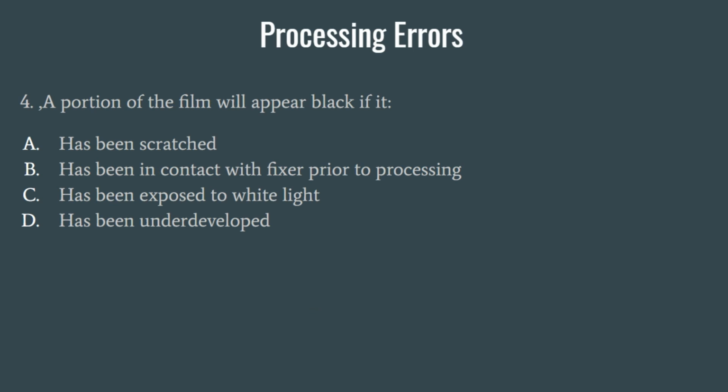And last, a portion of the film will appear black if it A, has been scratched, B, has been in contact with fixer prior to processing, C, has been exposed to white light, or D, has been underdeveloped. C, has been exposed to white light.